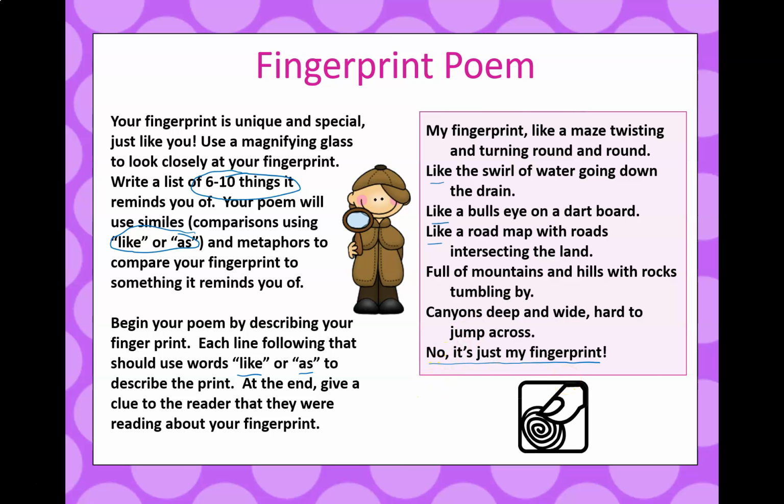So here's what I noticed. If this person had probably made their list ahead of time, they probably said that their fingerprint reminded them of a maze, and it reminded them of water down a drain. I'll just put water down. And then it reminded them of a bullseye. It reminded them of a map, and then maybe mountains and canyons, okay? So that would be the way that I would start for sure. I would write down your list of things that it reminds you of, and then you can be intentional about the words that you choose as you go to write this actual poem.